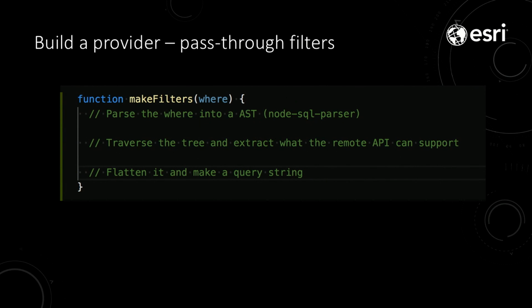Particularly because the Socrata API doesn't support things like the OR operator or the like operator. So a request might come in like that, but you can't support it necessarily in Socrata. So what you have to do is be careful about traversing the parse tree of the where clause and pulling out what you can to pass back to the Socrata API. That's essentially what I do, and then you just want to flatten it into a query string once you get it and add it onto that URL.